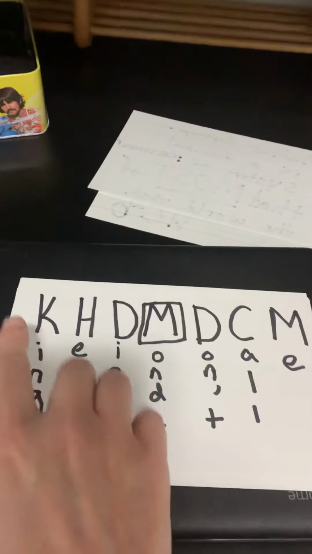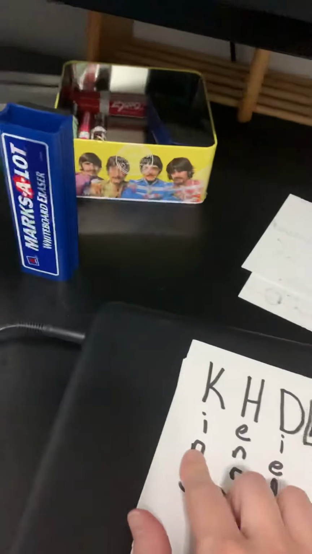Now, there's a nice little mnemonic device. It starts with K for king, H, Henry, D, died, M, Monday, D, don't, C, call, me. So King Henry died Monday, don't call me. And you just write K, H, D, M, D, C, M. This M changes every single time the unit changes.